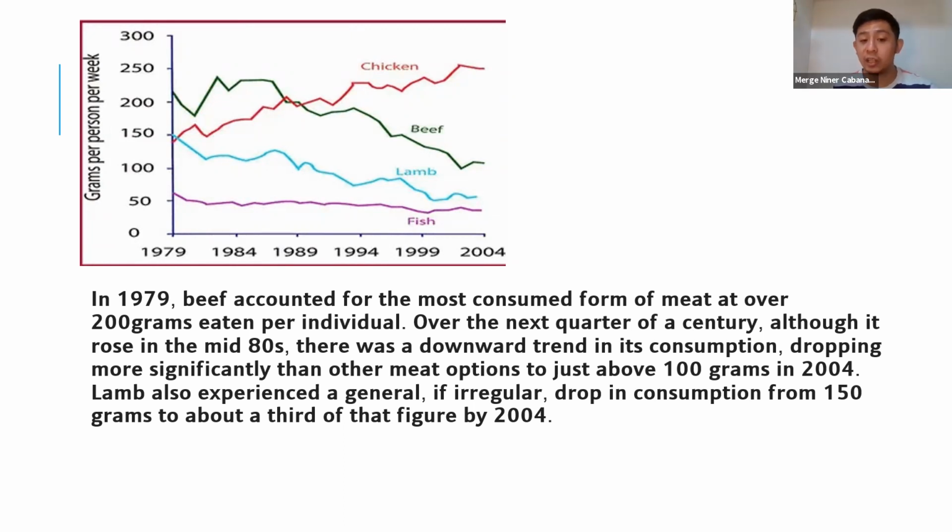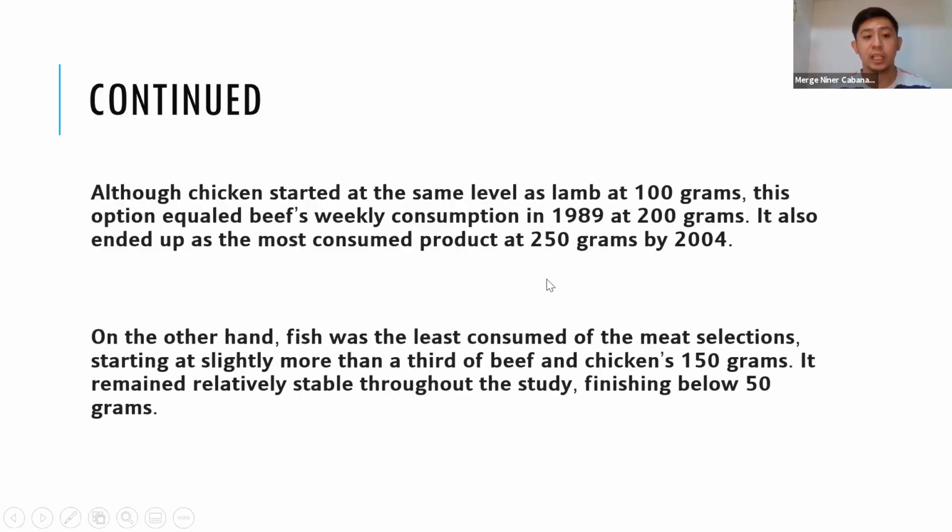Lamb also experienced a general, if irregular, drop in consumption from 150 grams to about a third of that figure by 2004. Now take a look at chicken. Although chicken started at the same level as lamb, at 100 grams, this option equaled beef's weekly consumption in 1989 at 200 grams, and also ended up as the most consumed product at 250 grams by 2004. On the other hand, fish was the least consumed of the meat selections, starting at slightly more than a third of beef and chicken's 150 grams. It remained relatively stable throughout the study, finishing below 50 grams.